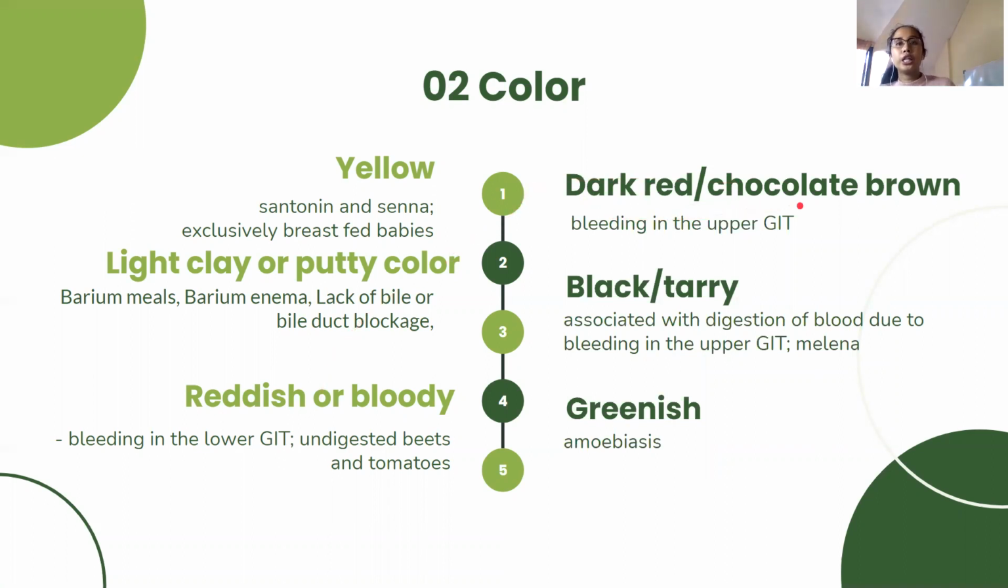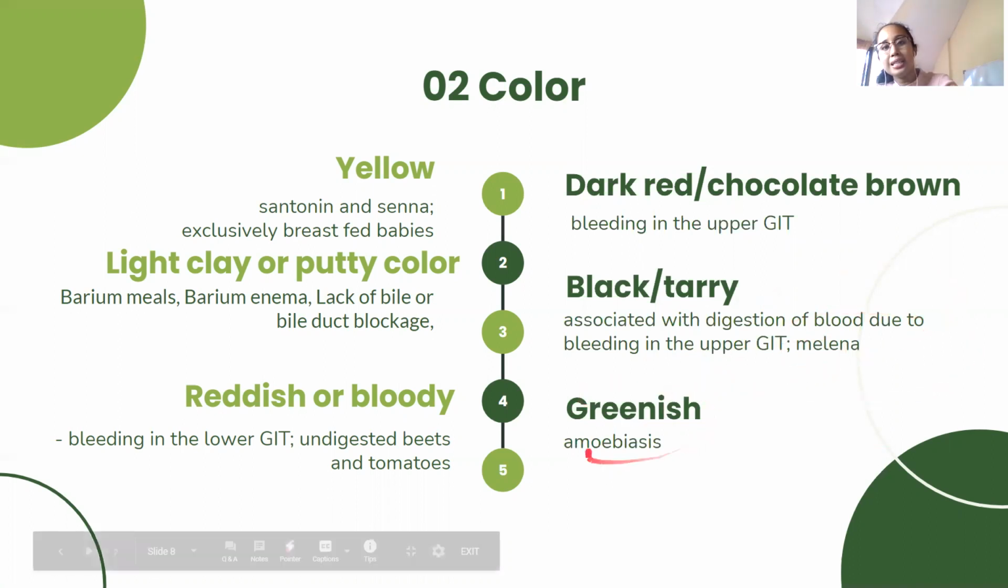We have dark red or chocolate brown, which is bleeding in the upper gastrointestinal tract, and black and tarry. It's already dark because it was already digested. The blacker it is, I think the greater the amount of bleeding. So, black or tarry stool, we call it melena.